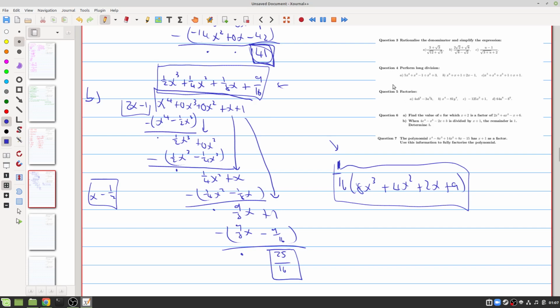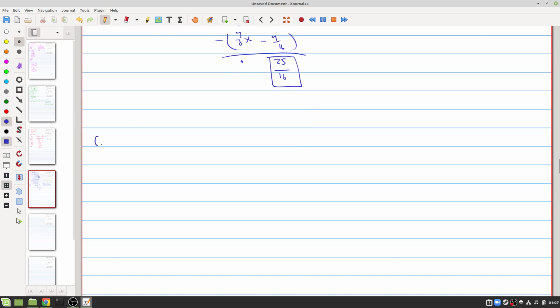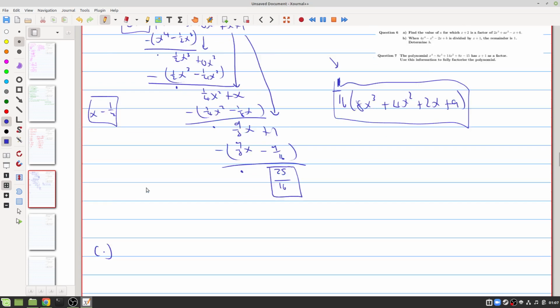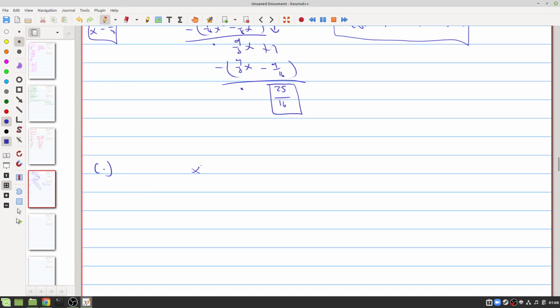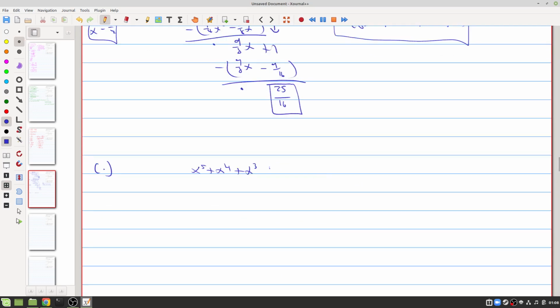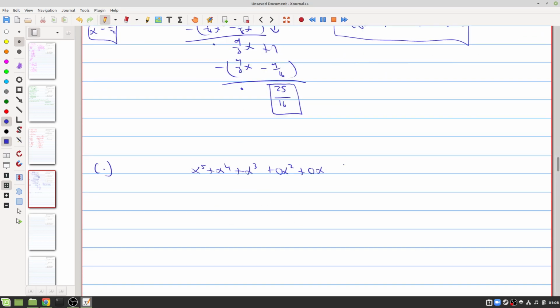Alright, that was this one. Then question C. We've got x to the power 5, x to the power 4, x to the power 3, and then the 0x squared and 0x's. And then is it a plus 1? Plus 1, and we want to divide that by x plus 1.